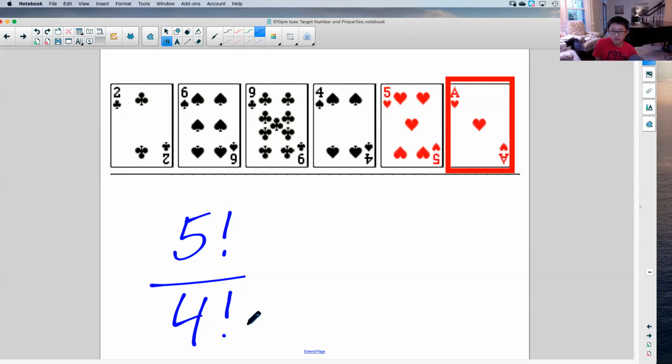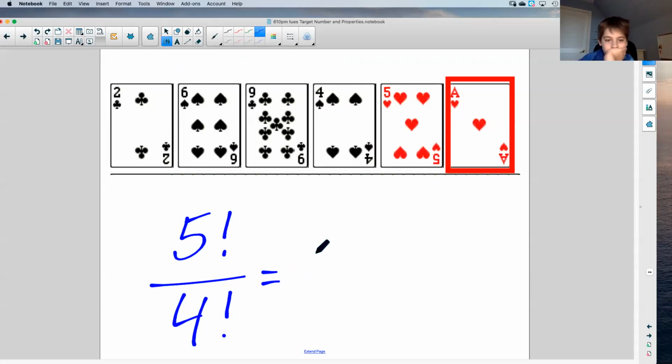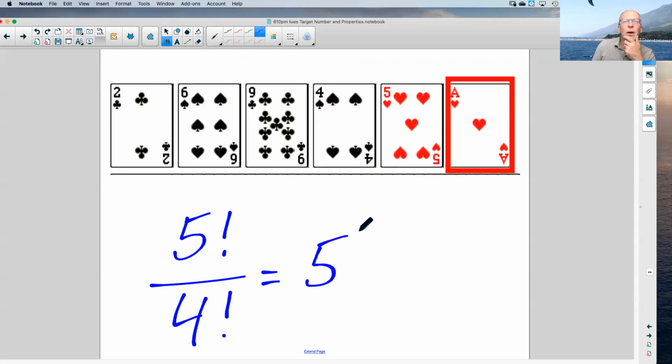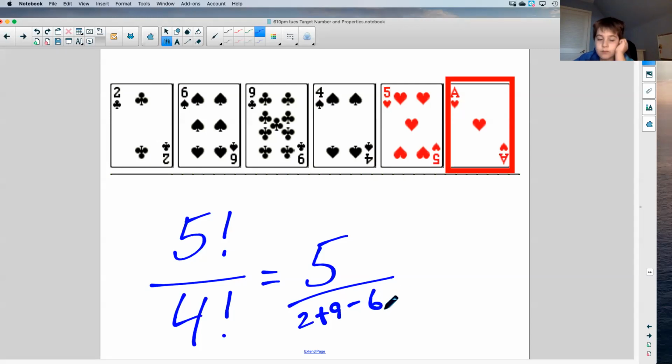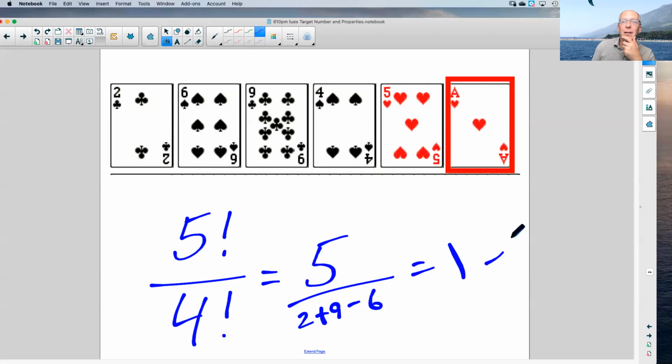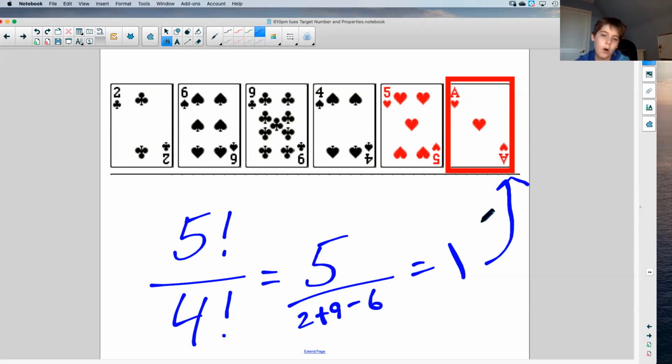Yeah, divided by... isn't that 5? And then divided by the quantity of 2 plus 9 minus 6. Divided by the quantity of 2 plus 9 minus 6? Divided by 3. Oh my God. Wait, Andreas, that was insanely beautiful. Oh my God, guys.